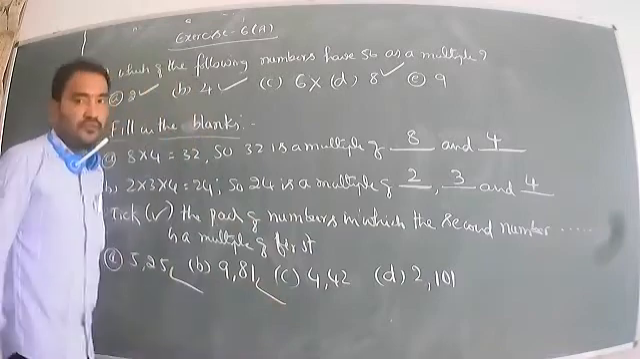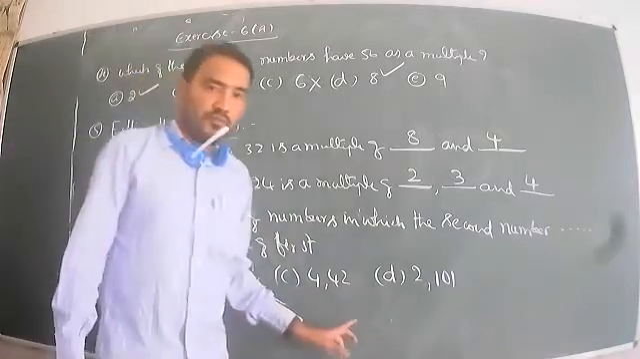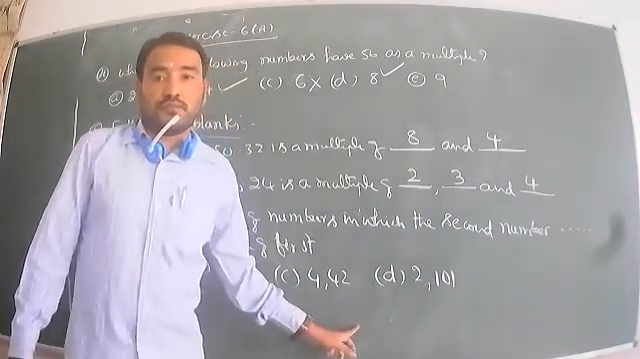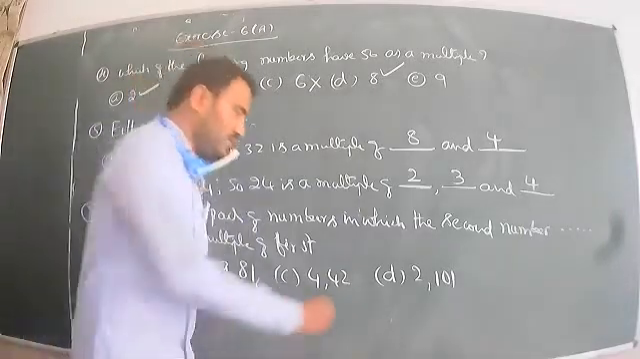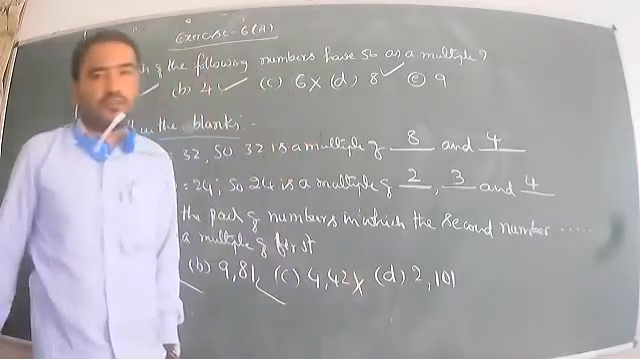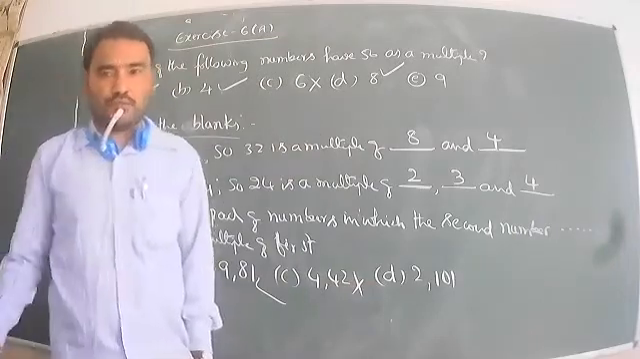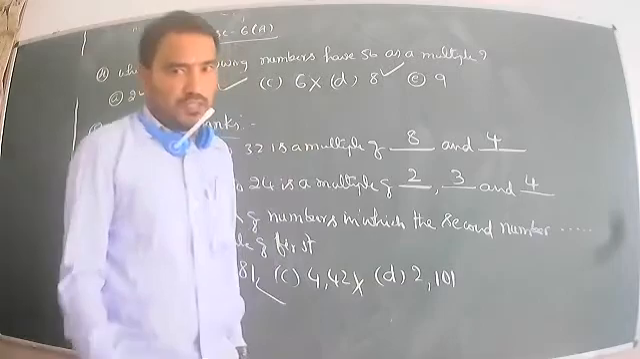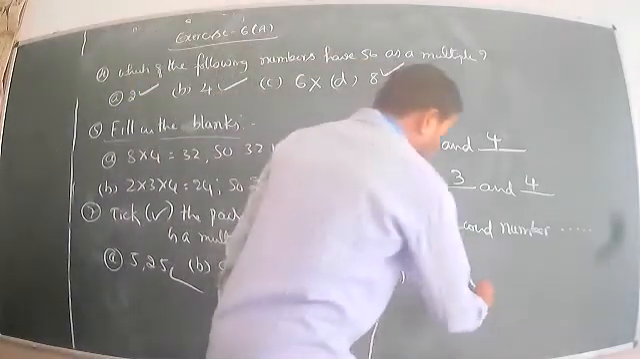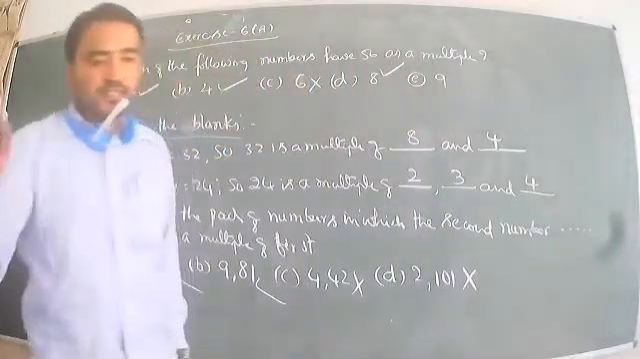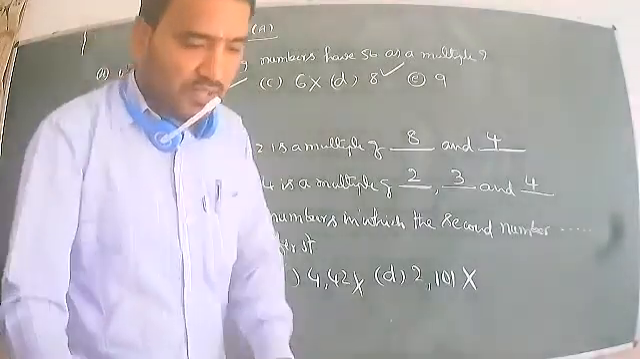Yes. Next one, 4 and 42. 4 10s are 40, 4 11s are 44. It is not a multiple of 4. Next, 2 and 102. 2 50s are 100, 2 51s are 102, so yes. So these are the examples. The remaining mains are very easy.